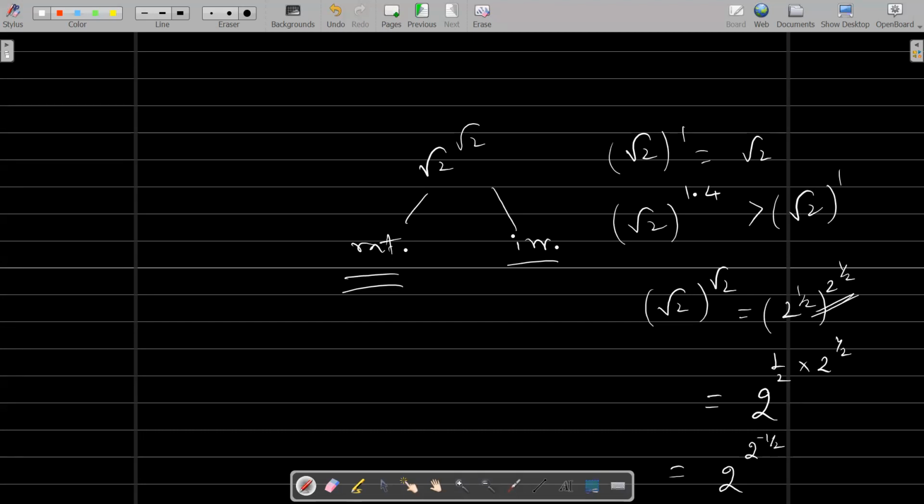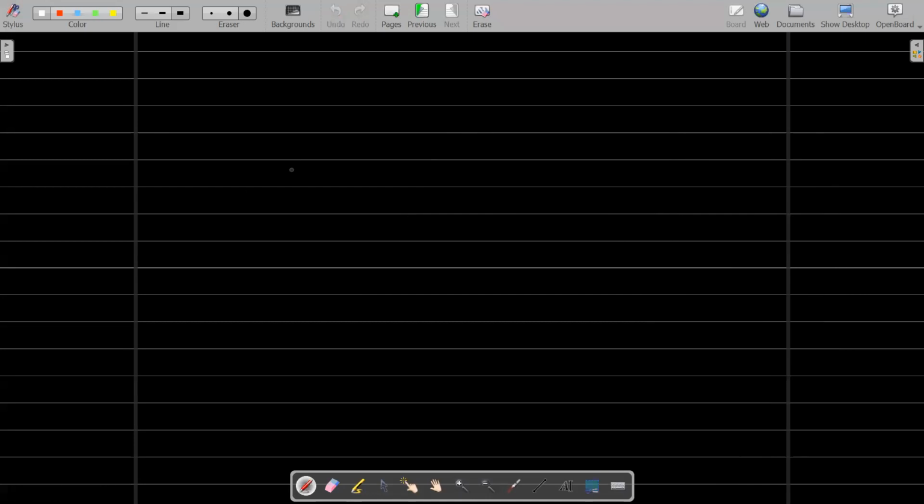Sir, what is your formal definition of raising numbers to irrational powers? Yeah, that's a good question. Very good question. So suppose I have some positive number. Let's stick to positive numbers, because if we have negative numbers and take some fractions, we may get complex numbers. So suppose a is greater than 0.